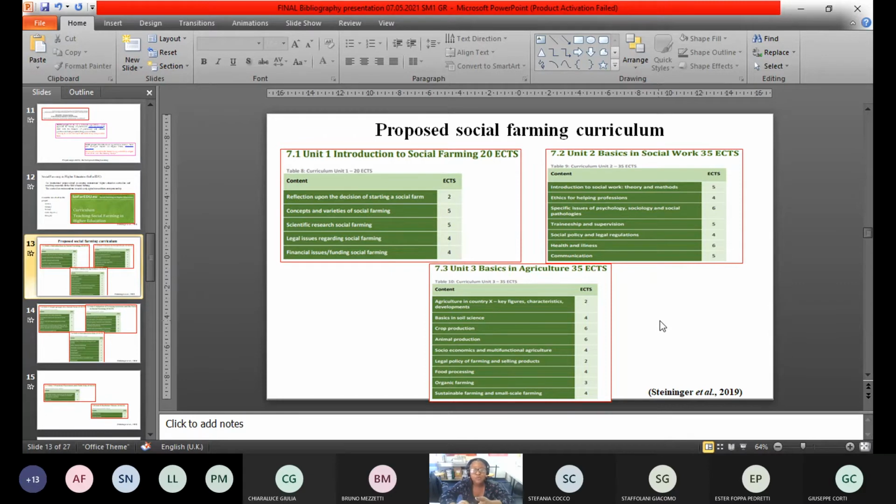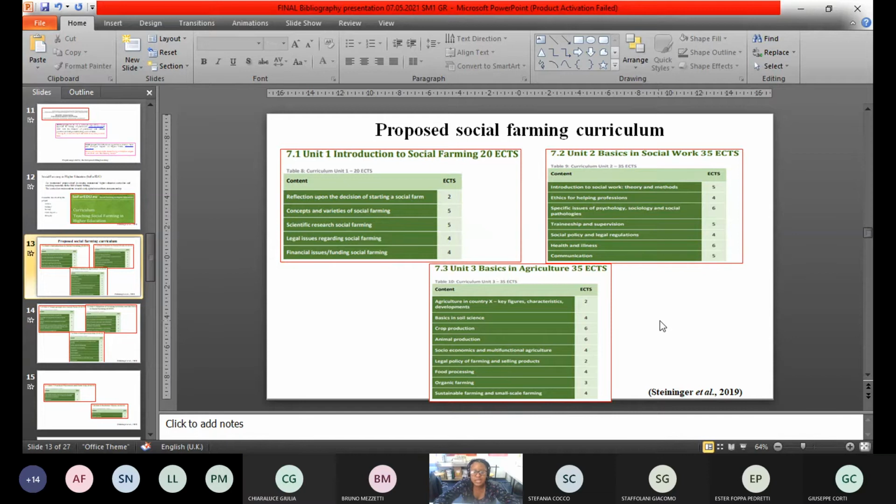They will also be focusing on the psychology, sociology, and social pathology, so that everyone doing this course will know all the mental disorders or social difficulties that people who engage in social farming go through. There's also Unit 3, which focuses on the basics of agriculture, because as much as this is going to be focusing on people, we still need the whole agricultural setup to be running as perfectly as it would for a commercial farm.